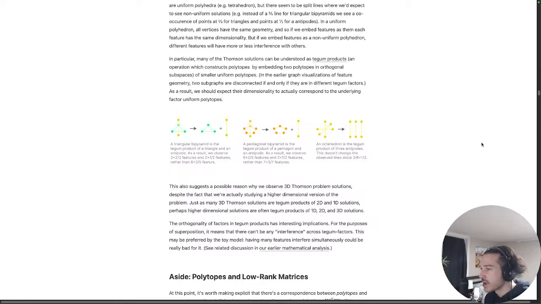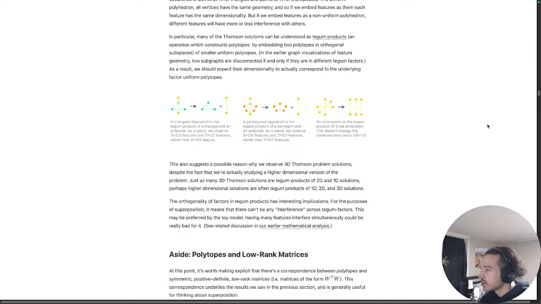Here we see three diagrams. A triangular bipyramid is the Tegum product of a triangle and an antipode. As a result, we observe 3 times 2/3 features and 2 times 1/2 features, rather than 5 times 3/5 features. To the right of that, we see a pentagonal bipyramid is the Tegum product of a pentagon and an antipode. As a result, we observe 5 times 2/5 features and 2 times 1/2 features, rather than 7 times 3/7 features. An octahedron is the Tegum product of 3 antipodes. This doesn't change the observed lines, since 3/6 equals 1/2.